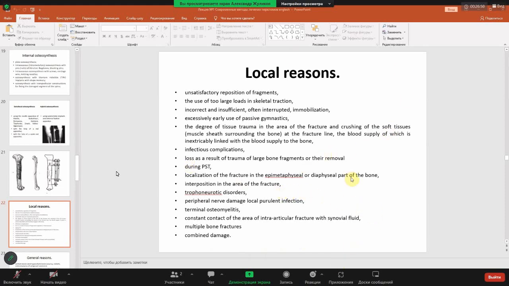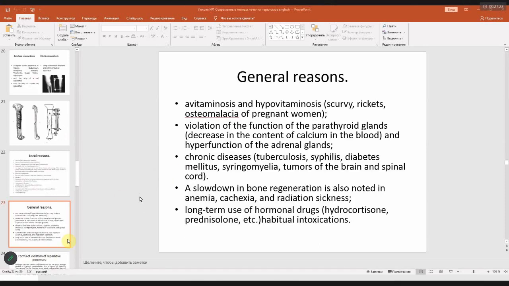Interposition in the area of the fracture. Neurotrophic disorders. Peripheral nerve damage, local purulent infection. Terminal osteosynthesis. Terminal osteomyelitis. Contact of the area of intra-articular fracture with the synovial fluid. Multiple bone fractures. Combined damage. General reasons.